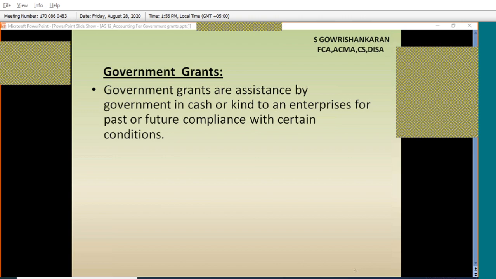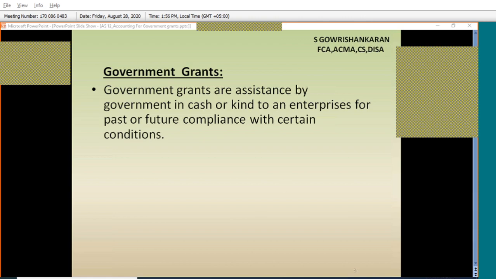Government grants are assistance by government in cash or kind to an enterprise for past or future compliance with certain conditions. That's what is important. Government is giving a grant, that does not mean they will not ask anything from you. They will give a lot of conditions. If you satisfy the conditions, then only they will give the grant.